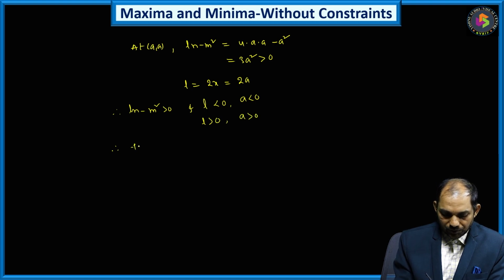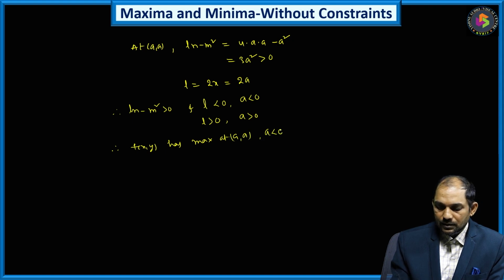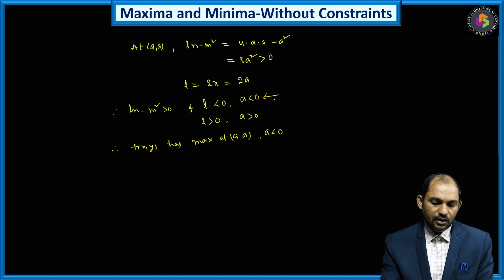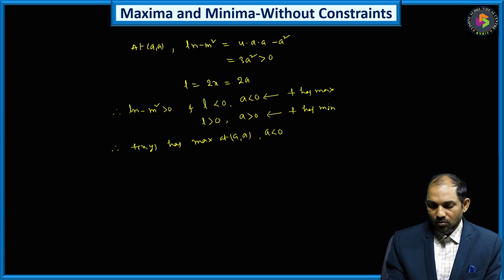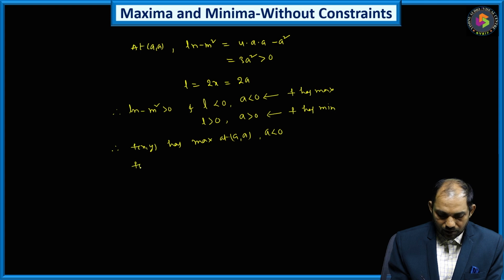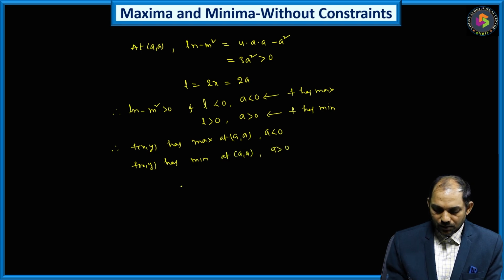So therefore, f of x comma y has maximum at a comma a when a is less than 0. When L is less than 0 and ln minus m² is greater than 0, the function admits a maximum value. And when L is greater than 0, the function admits a minimum value. So from this working rule, f of x comma y has maximum value at the stationary point a comma a, provided a is less than 0. And similarly, f of x comma y has minimum at a comma a when a is greater than 0.